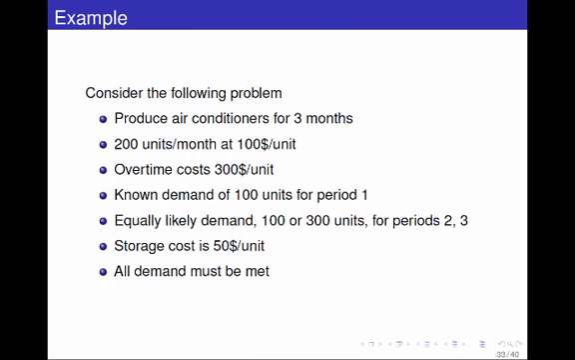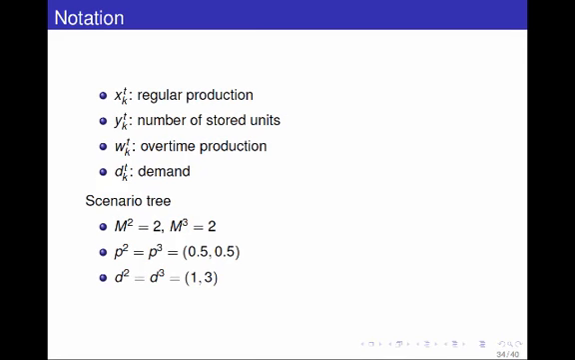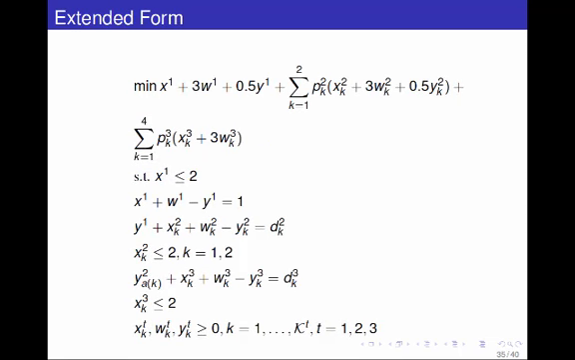We've seen this example before when we did nested decomposition. So the notation that we're going to use is X for regular production, Y for storage, and W for overtime, and D is the demand level. Okay, so here I'm just describing what you already see over there. So 2 nodes effectively in each time stage, equally likely probabilities, and demand is 1 or 3. If you write the problem in extended form, it looks like this.